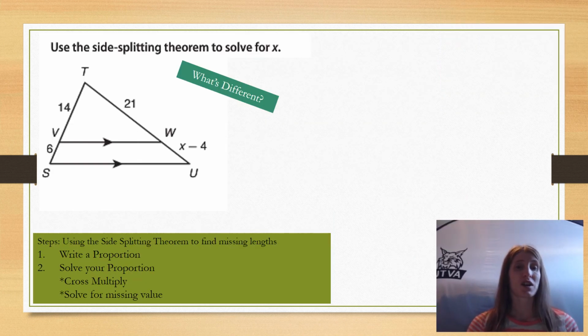Okay, so then let's try this one. Well, what do you notice is different? Well, I notice that I have a minus 4 next to my x. But guess what? That's the only thing that's different. You are still going to solve this the same way by using proportions.